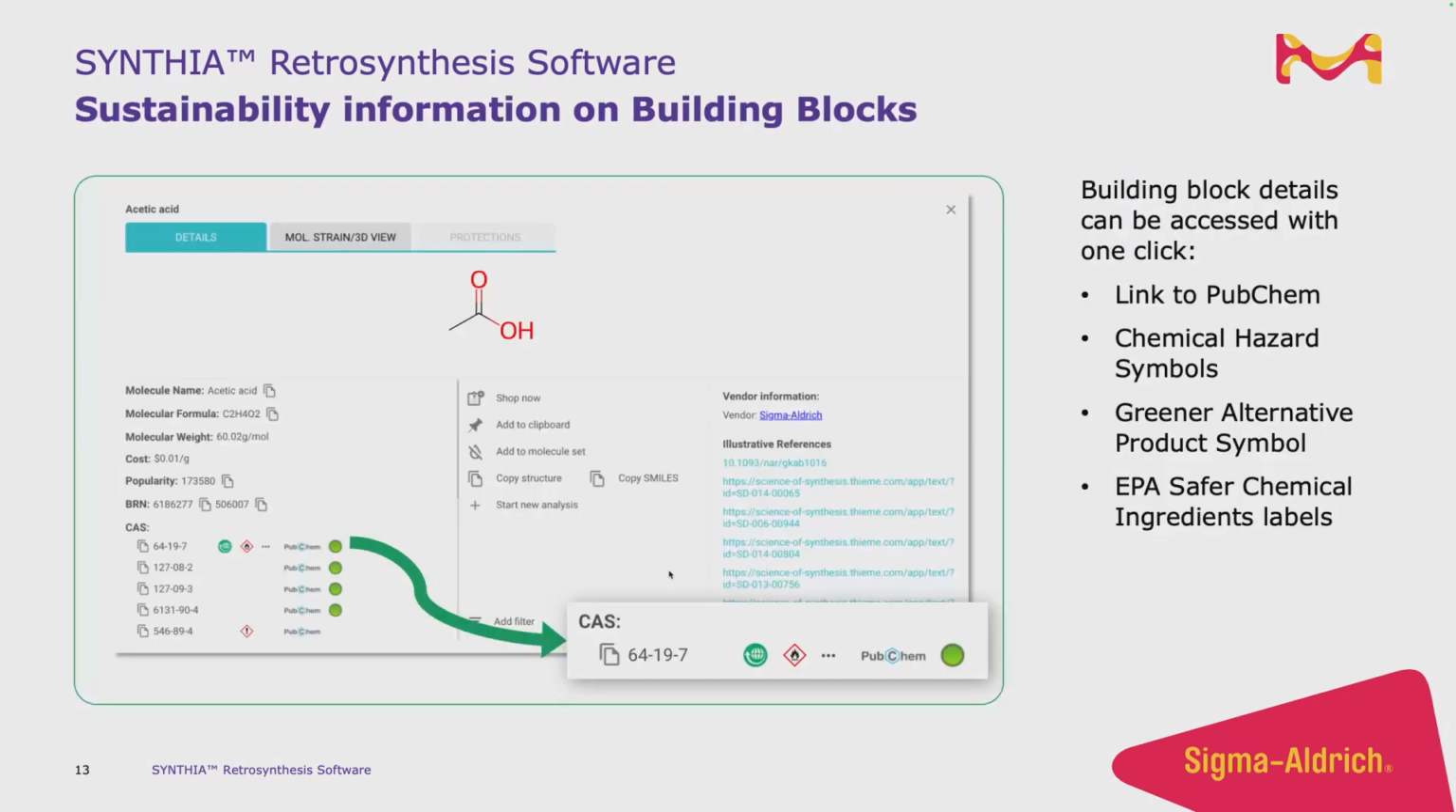And then if we look now at the molecule details for any of the compounds in Synthia, you see those greener alternative product symbols, as well as chemical hazard symbols and links to PubChem where you can get more information about any hazards or considerations there. So all of this really gives you information that you can use to inform your synthesis and ideally plan something that's going to be greener or more sustainable.